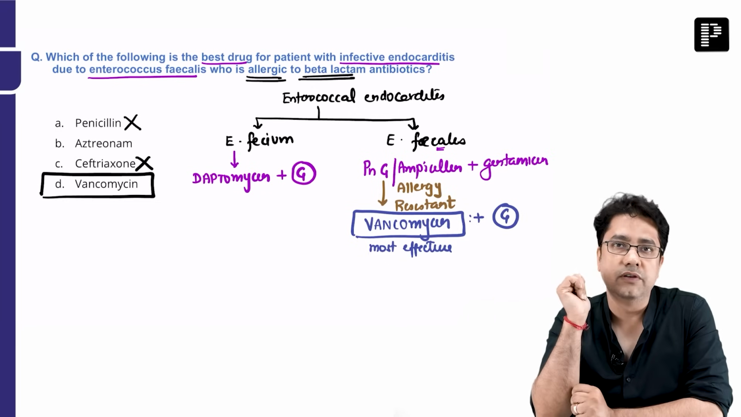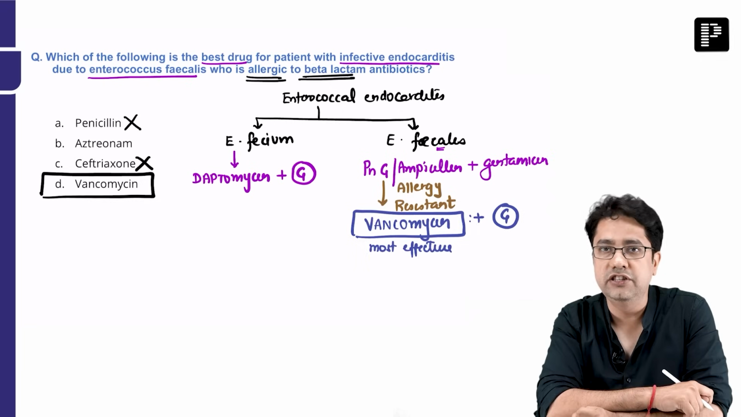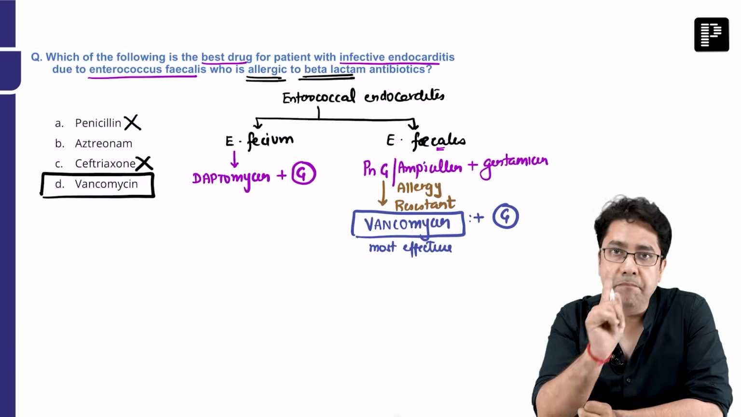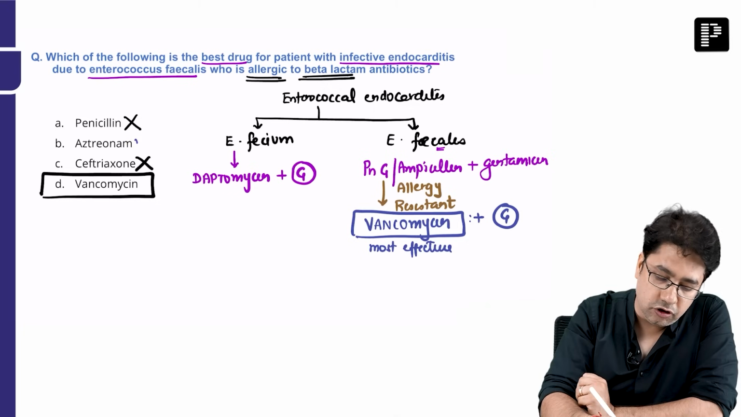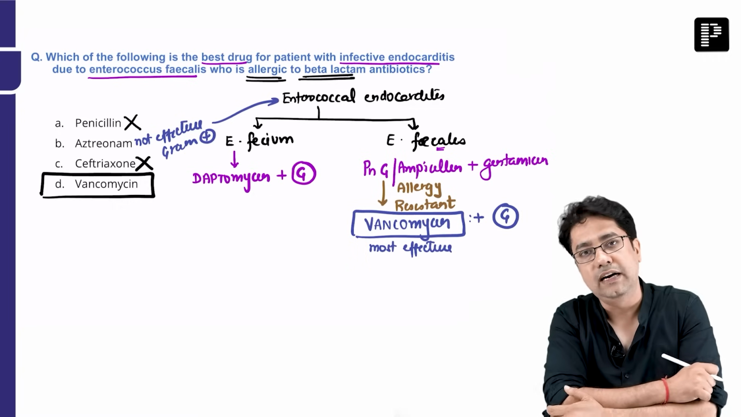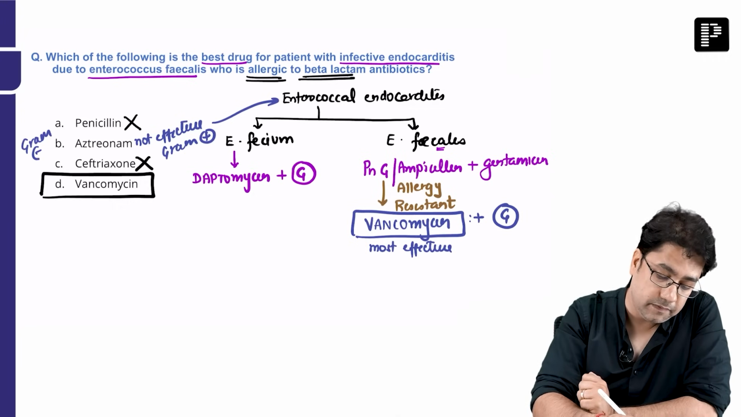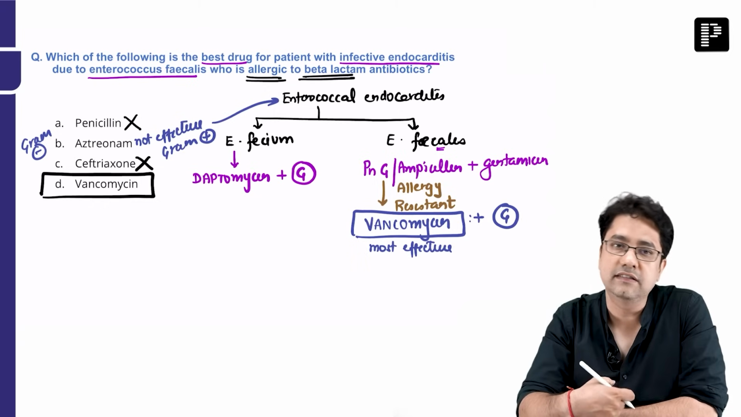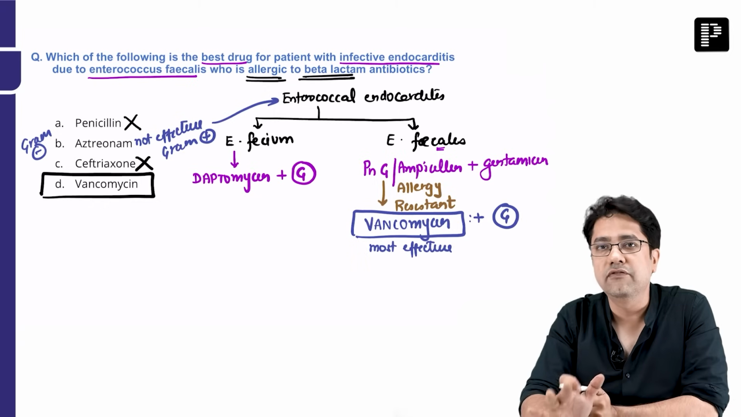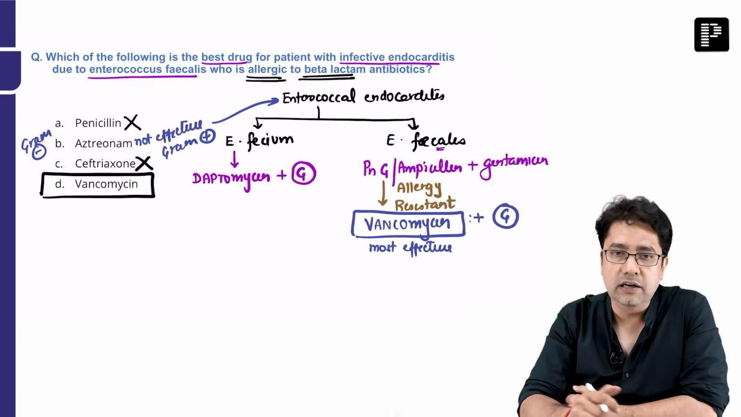What about aztreonam? Aztreonam is a beta-lactam which can be given in allergic disease of penicillin, but aztreonam is not effective in gram-positive bacteria. And enterococcus is a gram-positive bacteria. Aztreonam is only given for gram-negative infection like typhoid, pseudomonas, etc. Hence, the best drug for gram-positive always is vancomycin.